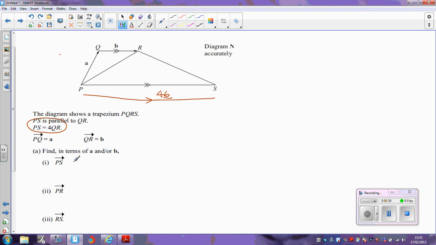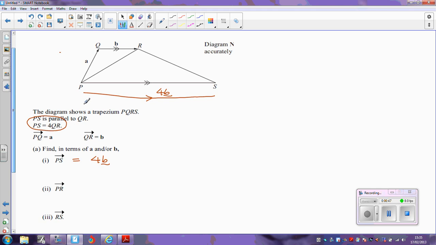So the first thing it asks you for is PS. Well, I've just done that. That's going to be 4B. Next thing, PR. Well, to go from P to R, let's go the long way round there. Let's just make that a bit thicker. So from P to R, I'm going to go from P to Q first, and then I'm going to go from Q to R. And remember, that means that I'm going to add the vector PQ and the vector QR. Well, PQ is the vector A, and QR is the vector B, so PR is just A plus B. And I like to write again which vector it is that I've just found, because I think it helps later.